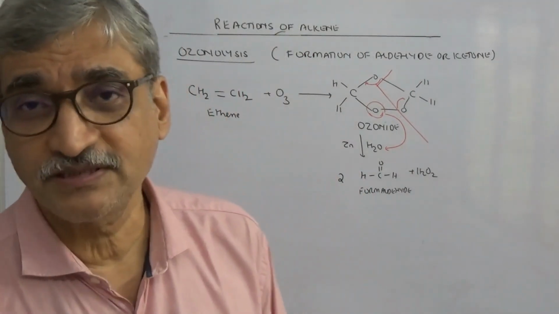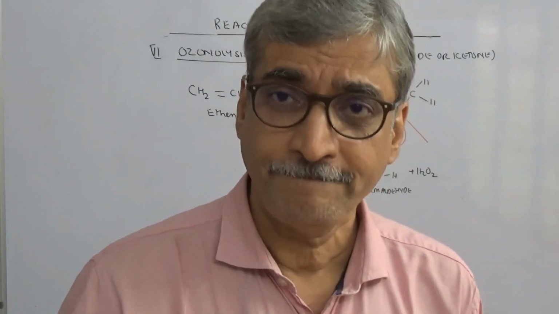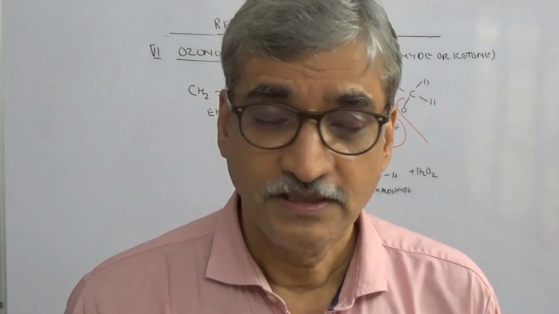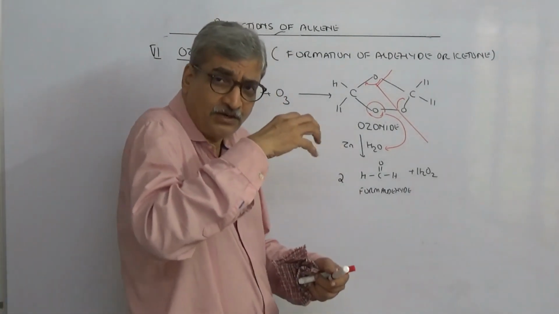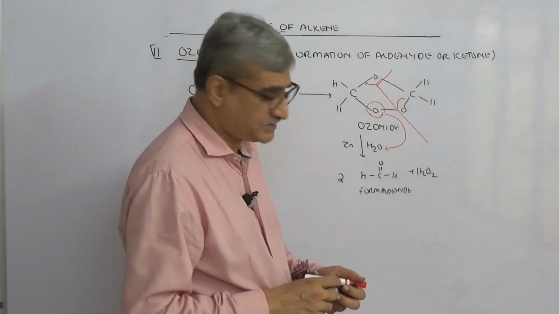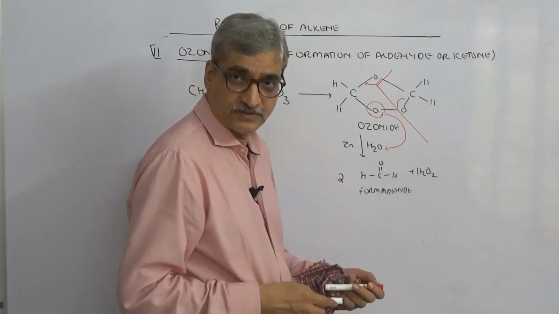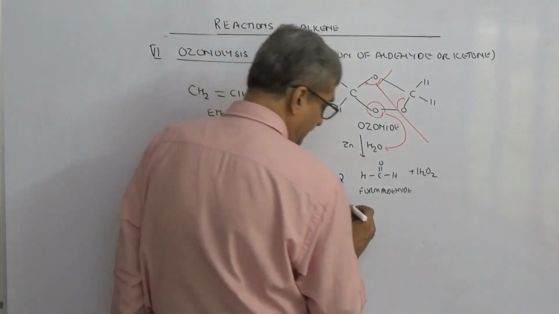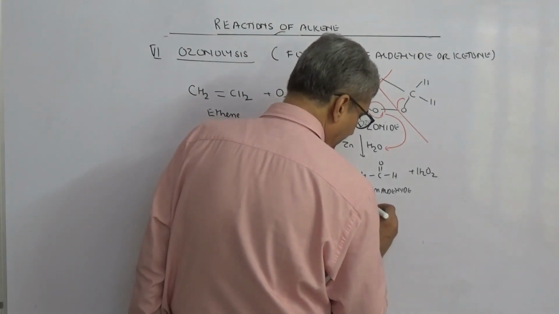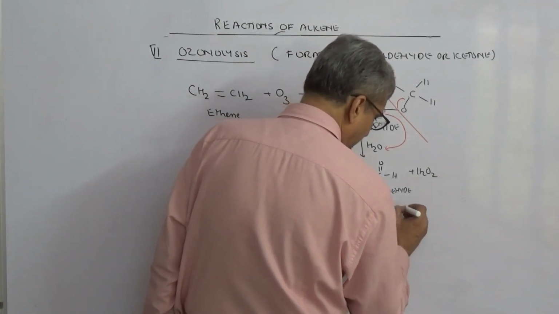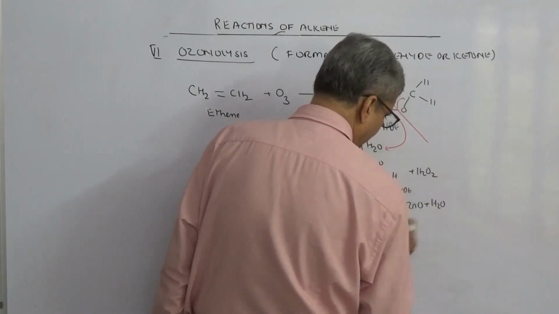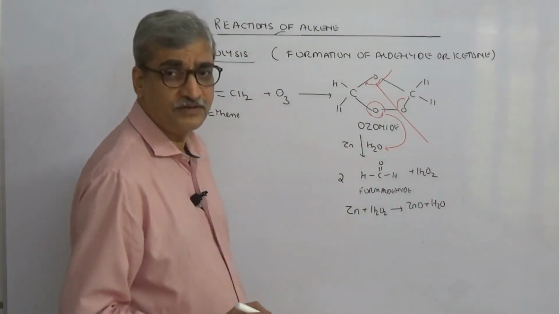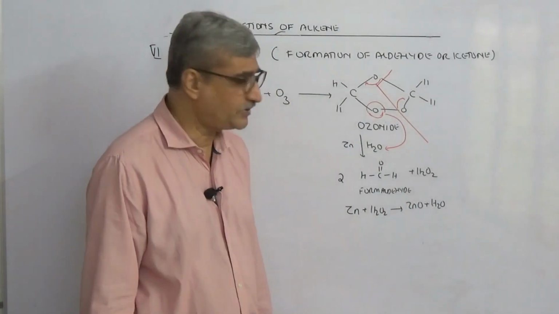Now here is where the problem is. H2O2 is both an oxidizing as well as a reducing agent, and aldehydes undergo oxidation very easily. Therefore, in order to prevent the further oxidation of the aldehyde to acid, we add zinc. Zinc immediately reacts with hydrogen peroxide to form zinc oxide and water. So it decomposes the hydrogen peroxide formed.